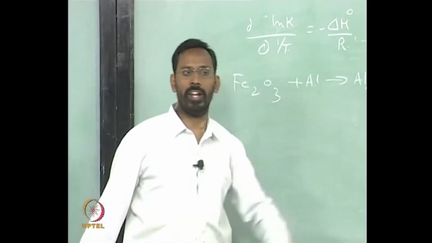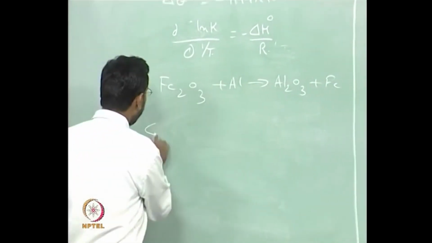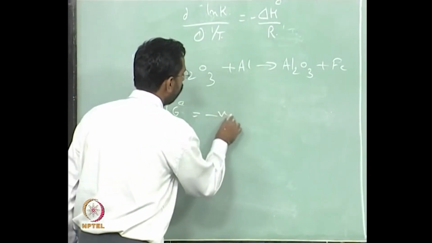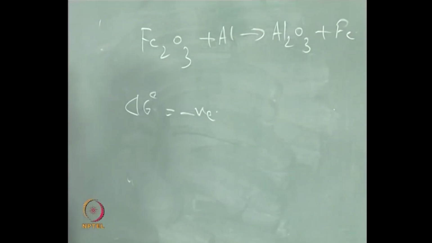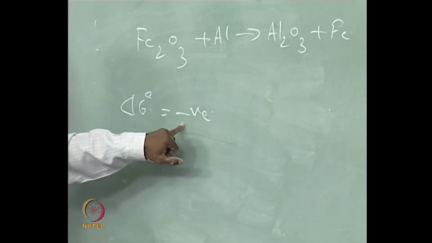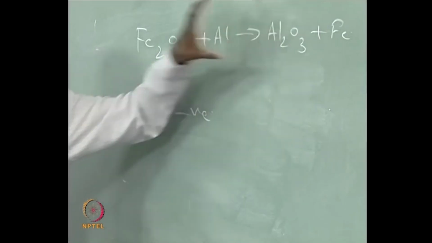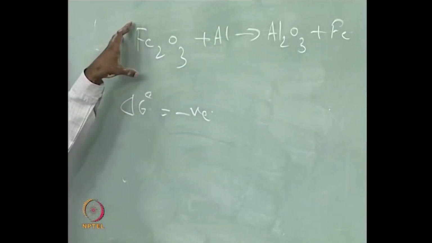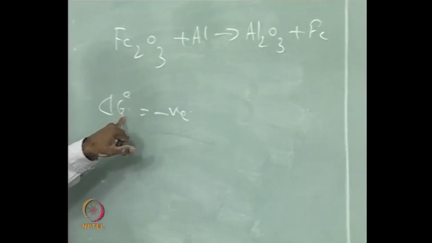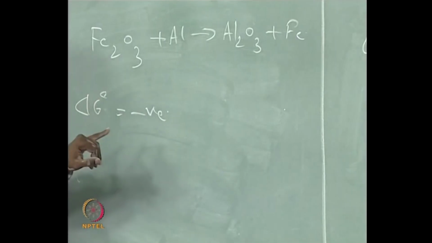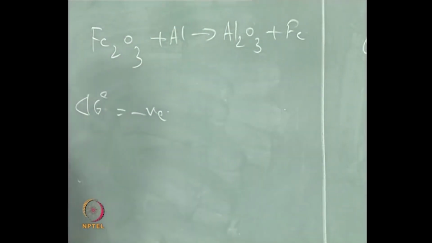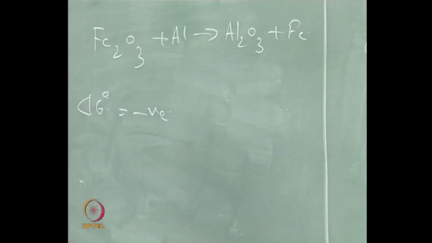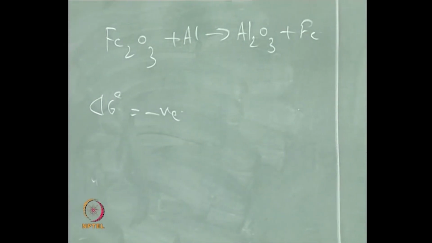Whether this reaction will go in this direction or not depends on whether the delta G naught of this reaction is negative or not at a given temperature. What is delta G naught? It is the free energy of the products minus the free energy of the reactants. So if the free energy of the products is smaller than that of the reactants, then delta G naught will be negative, and that means the products have a lower free energy than the reactants. It is like a liquid going to a solid, it happens only when the solid has a lower free energy than the liquid.